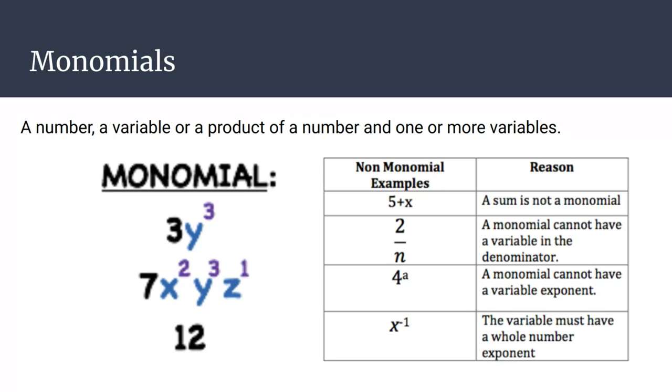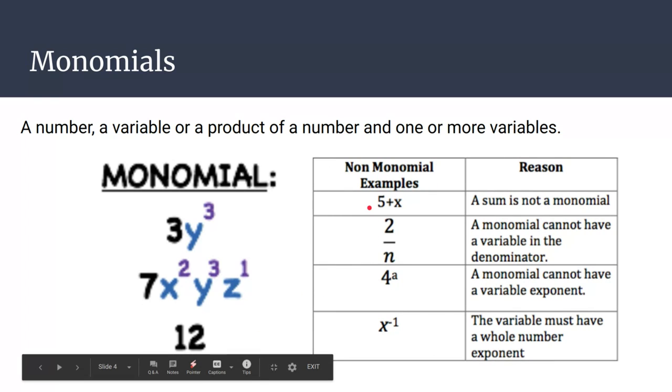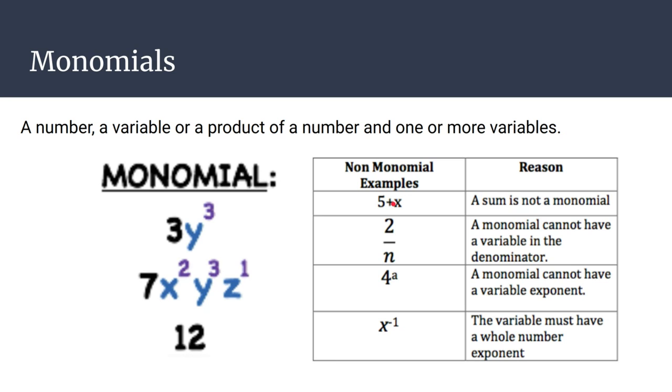So my first example is 5 plus x. This is not a monomial because there's addition happening. If there's any addition or subtraction happening in your expression, it is no longer a monomial. A monomial is just one expression. Whenever you have 2 divided by a variable, so any number divided by a variable, it is not a monomial. You cannot have a letter or a variable in your denominator.